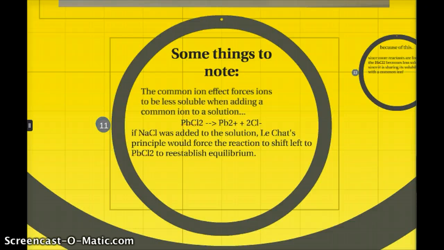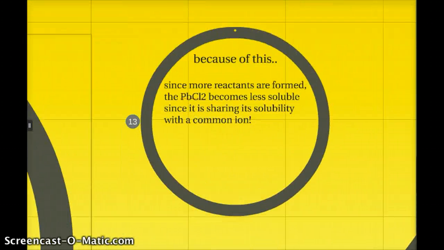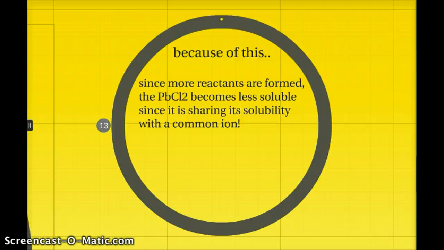Also with KSP there's the common ion effect, which is when the reaction is forced to be less soluble whenever a common ion is added to a solution. So this means that whenever NaCl is added to this problem, it would shift left because of Le Chatelier's principle. And whenever it shifts left, it shifts to PbCl2 to reestablish equilibrium. So since more reactants are formed, PbCl2 becomes less soluble since it's sharing its solubility with a common ion, which is chloride.